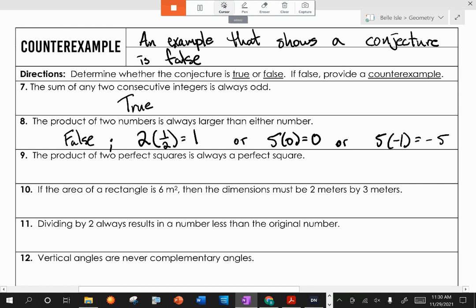Number 9: the product of two perfect squares is always a perfect square. This one is perfect to just punch into the calculator. Try a few, and then you'll see the pattern. It is true.